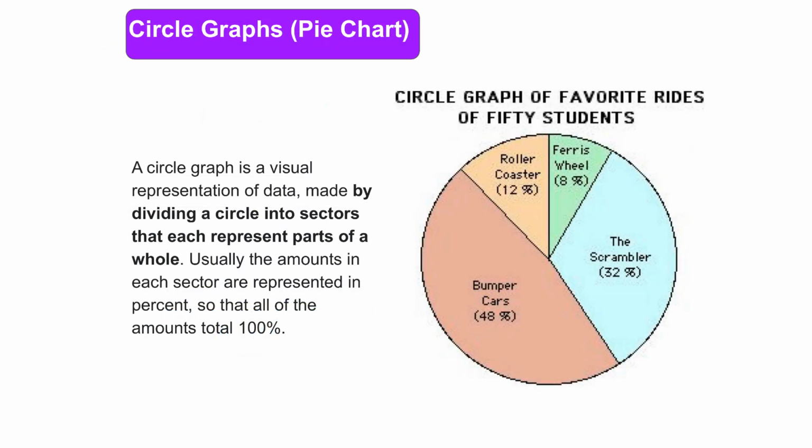Circle graphs, or pie charts, are a visual representation of data made by dividing a circle into sectors that each represent part of a whole. Usually the amounts in each sector are represented in percentage so that all of the amounts total 100.